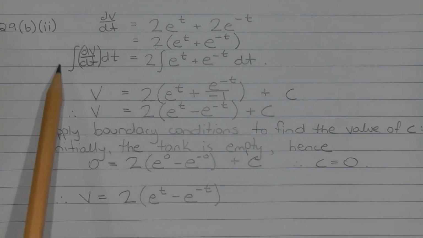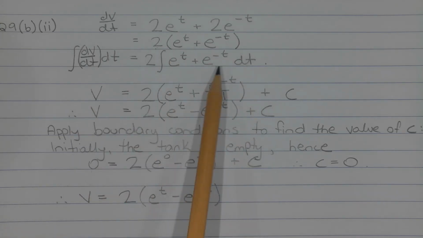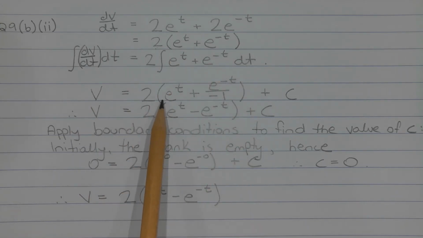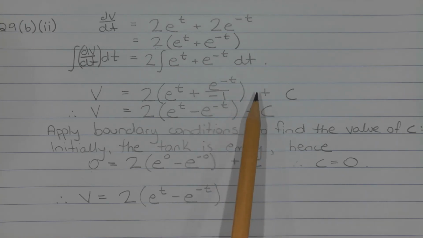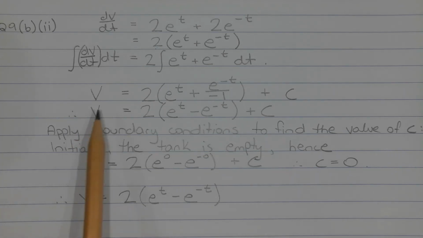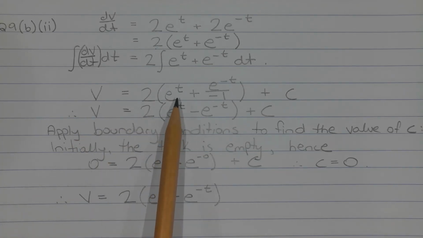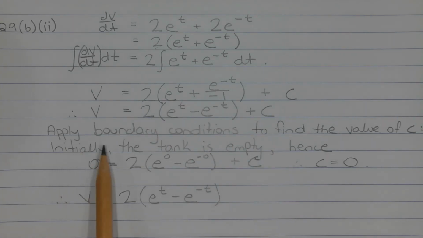Now the integral on the left hand side is equal to V, and the integral on the right hand side is equal to 2 times (e^t plus e^(-t) divided by the derivative of the index, which is negative 1), plus the constant of integration c, which gives V equals 2(e^t minus e^(-t)) plus c. Next, apply the boundary conditions to find the value of c.